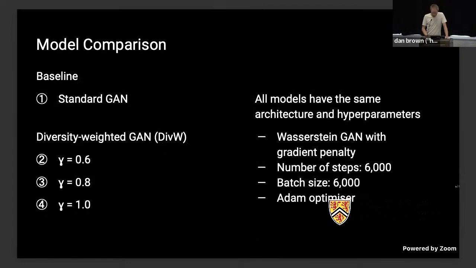So in our study we compare 4 different models: a baseline model, just a standard GAN, and then 3 diversity weighted GANs with our optimal parameter, number 3, and the highest parameter there is, 1.0. That just means that we don't take into account the entropy loss at all. So it just focuses on the diversity, and it reaches this case where the weights are very extreme and kind of polarized. And then one which is just a little bit in the middle, number 2, of 0.6. All the models have the same architecture, same hyperparameters, so quite a fair comparison.